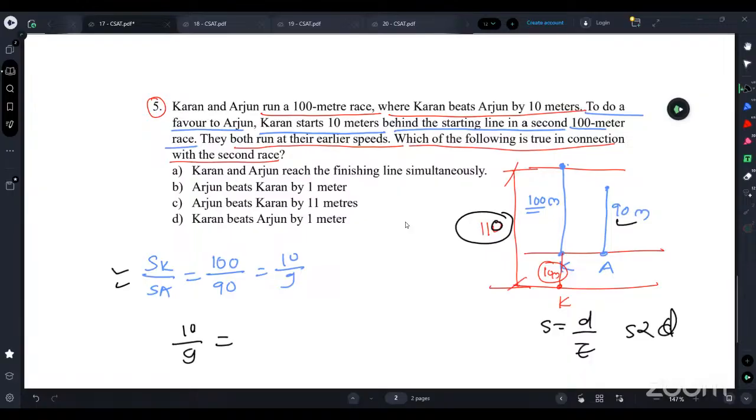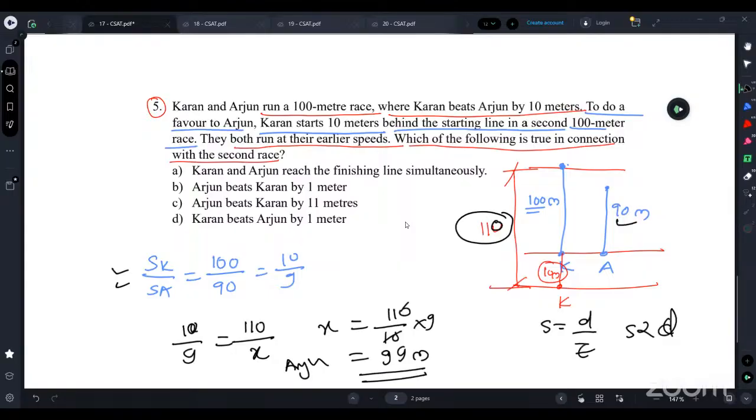10 is what? 10 is for Karan. So how much distance is he covering now? 110. And how much distance will Arjun cover? That we have to find. Let's say it is x, right? Let's find out the value of x. 110 by 10 into 9. So that will be basically 99. So how much distance is Arjun traveling, right? He is running 99 meters.